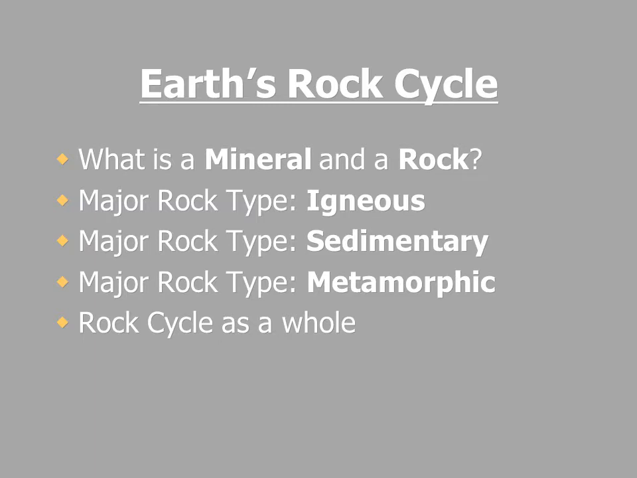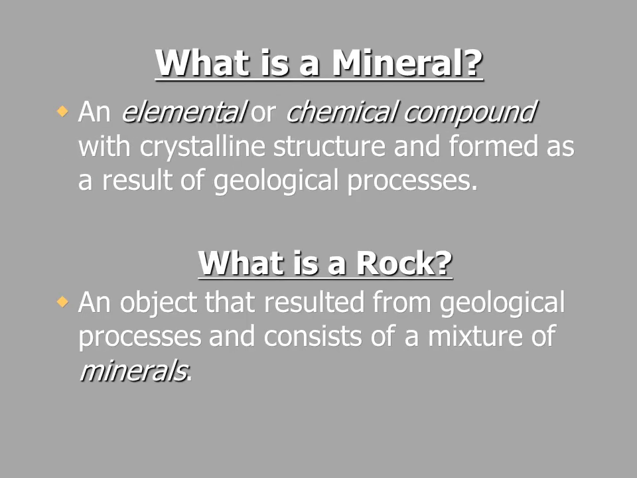All right, the rock cycle. Let's talk about what is a mineral, what's a rock, the major rock types, igneous, sedimentary, metamorphic, and the rock cycle as a whole. You want to write this in your notes. A mineral is more or less an elemental or chemical compound with crystalline structure, formed as a result of geologic processes. A rock is an object that resulted from geologic processes and consists of minerals.